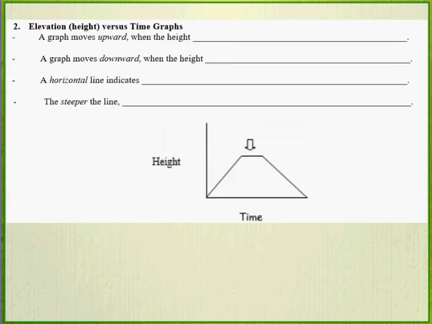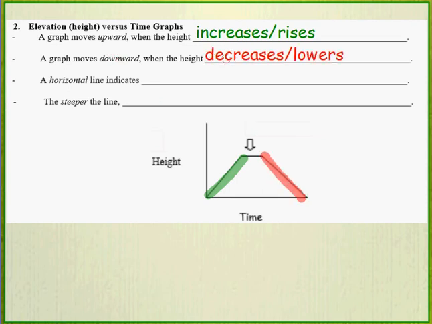Okay, now let's examine the difference between elevation or height versus time. So, first example indicates that as the graph moves upward again, that would indicate when the height is increasing or rising. As the graph moves downward, that would show that the height or elevation must be decreasing or lowering.